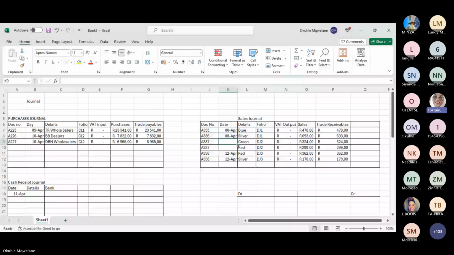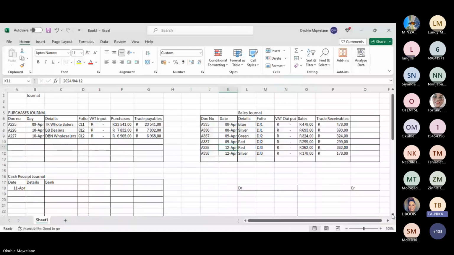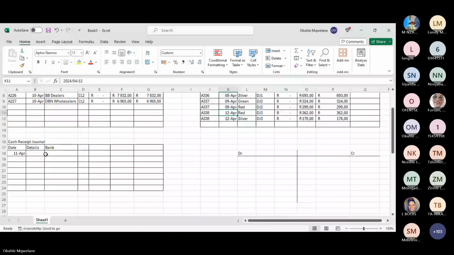The last one was the cash receipts journal. Yes, ma'am. Should I read the transaction again? Yes, you can. Credit sales to Silver. He paid 200 rand on his account. Yes, so Silver is our debtor basically, and now he's paying his account.